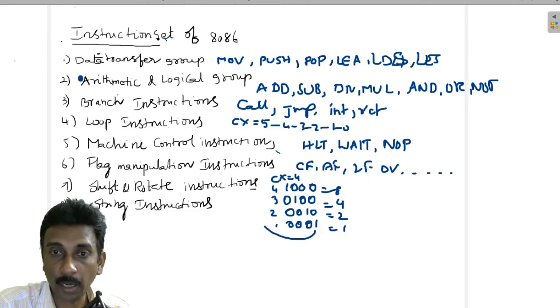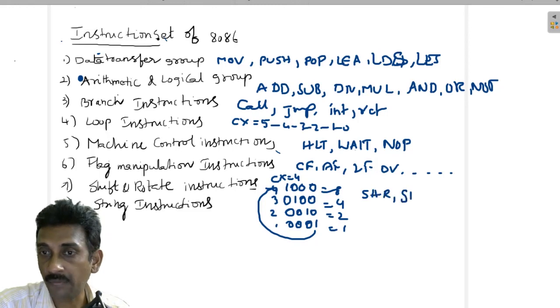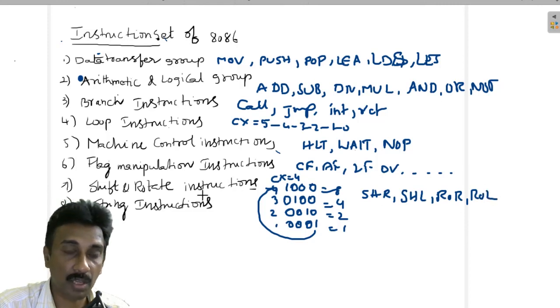Similarly, the bits may come around again, rotating from LSB to MSB, so rotate instructions are also used. The example instructions are shift right, shift left, rotate right and rotate left. These are the instructions we are using so far.